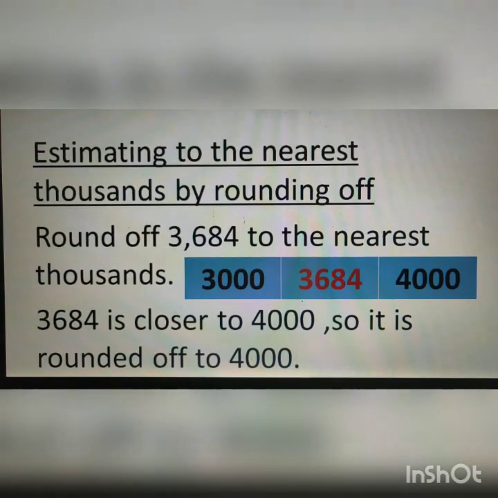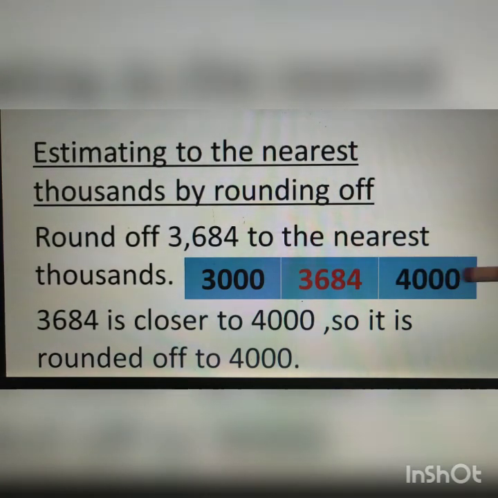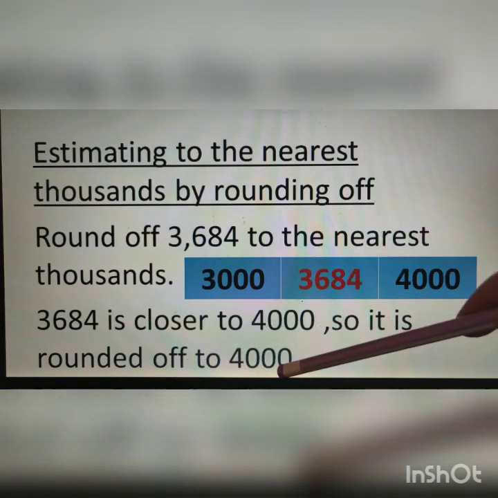Next is estimating to the nearest thousands by rounding off. Round off 3684 to the nearest thousands. In this, 3684 is between 3000 and 4000. So it will be rounded off to 4000.